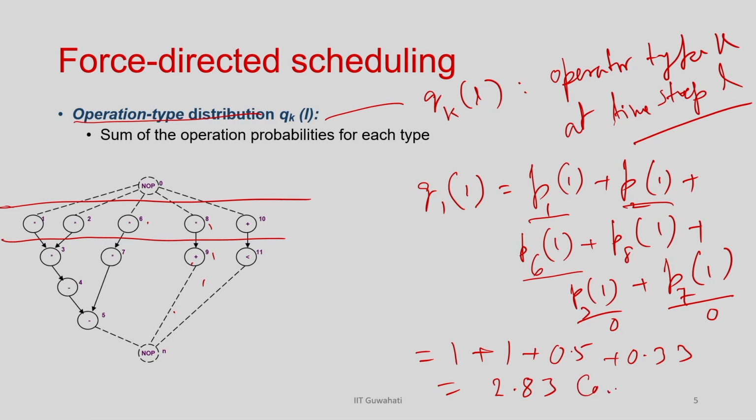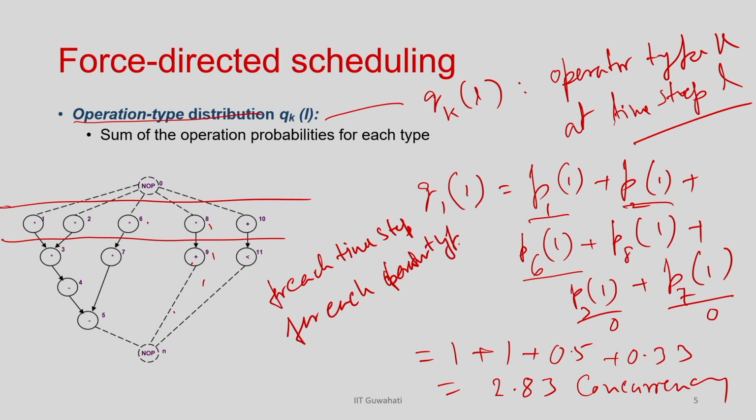This basically gives you the concurrency, right, because this says that we need at most 2.83 multipliers, which is roughly 3 multipliers in timestamp 1, right. It is at a very abstract level. So, this we can calculate for each timestamp and for each type of operation, right. For each time step and for each operator type, I have to calculate this Q K L, because L will vary from 1 to n and K will vary over all types from 1 to K, right. So, this we can calculate, and we have the operation type distribution, which gives me the concurrency of that type of operator in a timestamp, okay. And I have to do it for multiplier and adder, or adder is basically ALU here. So, I have to identify this, okay.